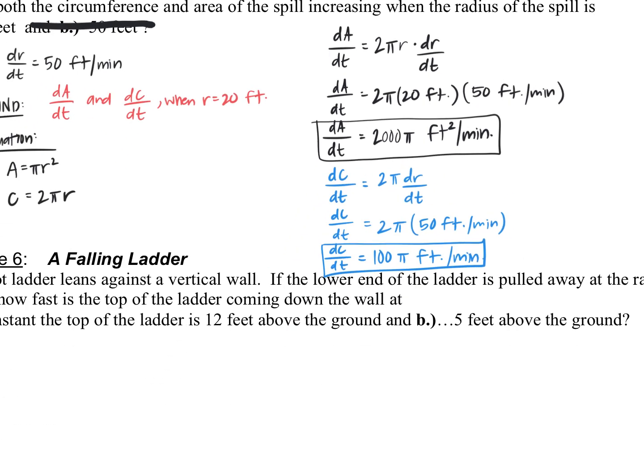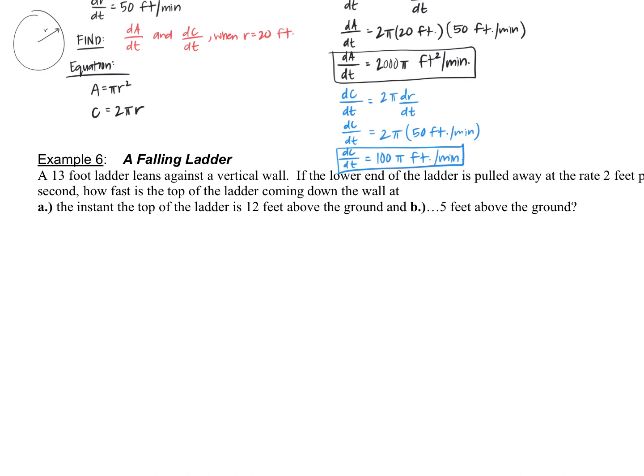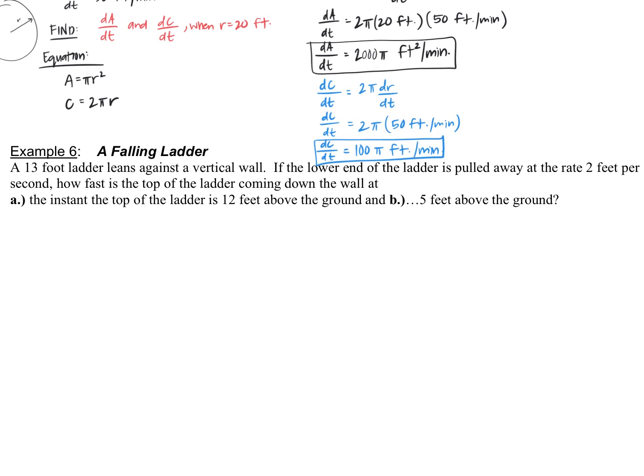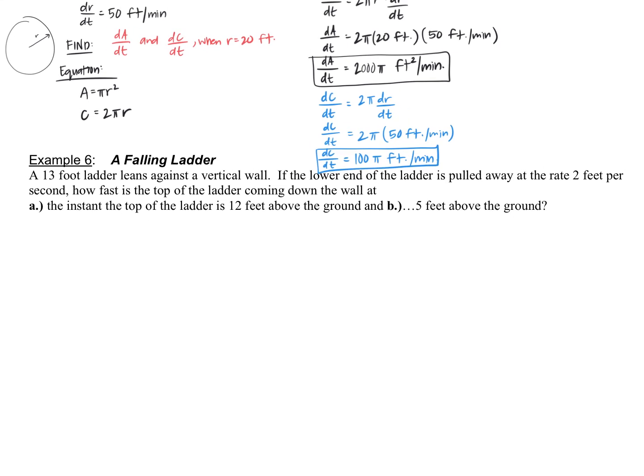Okay, let's look at the next example here. We've got a falling ladder. We've got this 13-foot ladder that leans against a vertical wall. If the lower end of the ladder is pulled away at a rate of 2 feet per second, how fast is the top of the ladder coming down the wall at the instant the top of the ladder is 12 feet above the ground and at 5 feet above the ground?